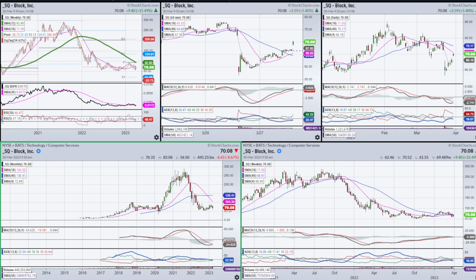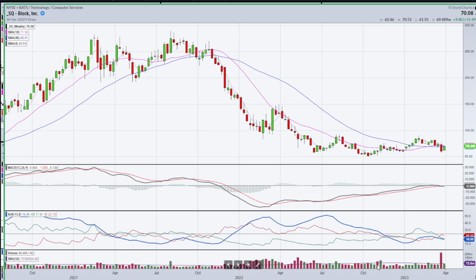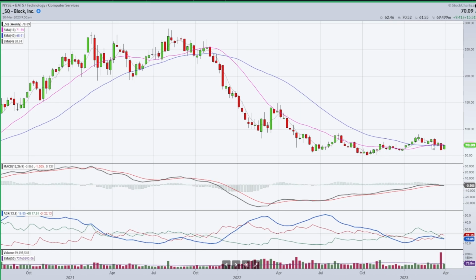Okay, let's look at Square. I had a question about Square regarding this pullback, and was this a buyable pullback? Because it was a pinch where the MACD was pinching in towards the signal line, but look at how it was doing right at the zero line.